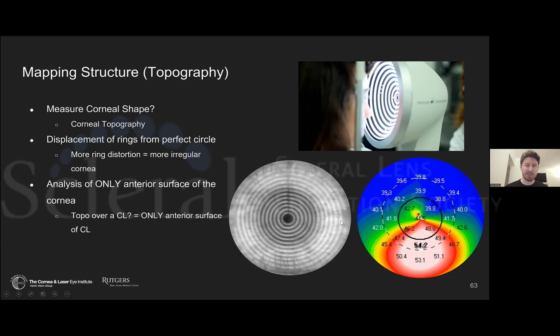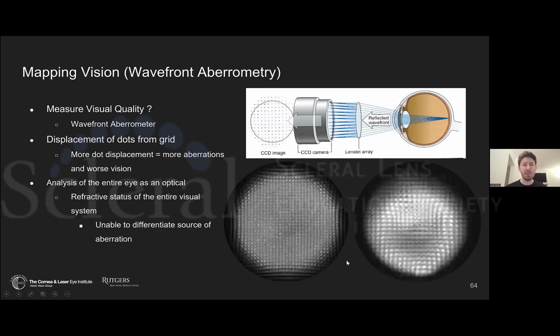So when we go to our next portion here, which is how we're looking at aberrometry, this is truly mapping vision. So what we're doing is we're projecting light into the eye. We're looking at the way that wavefront is projected back out of the eye and then captured on a CCD image. So what we're getting are these little points that are projected onto the grid, and we're looking at the displacement of those dots and the focus of those dots.